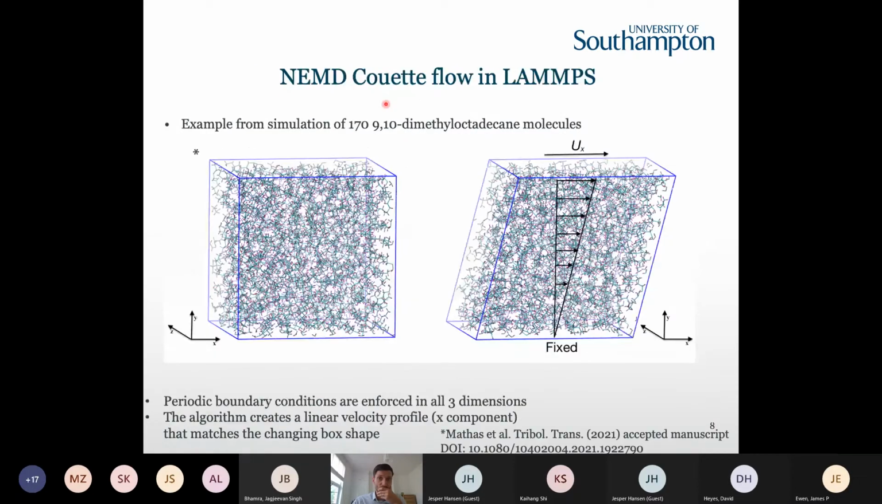Now, this is an example of an NEMD shear flow using LAMMPS, and this is an example from our simulation where we used 9,10-dimethyl anthracene molecules. And this is taken from our recent paper, which was accepted in Tribology Transactions recently. Periodic boundary conditions are enforced in all dimensions, and after applying the SLLOD algorithm, we have a linear velocity profile as we deform the simulation box. And this is a bulk NEMD simulation.